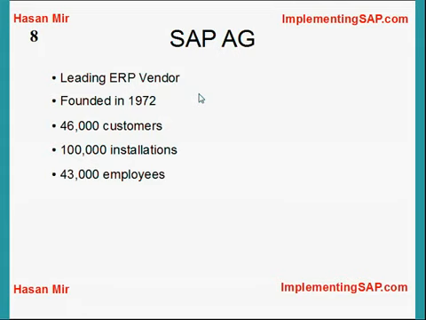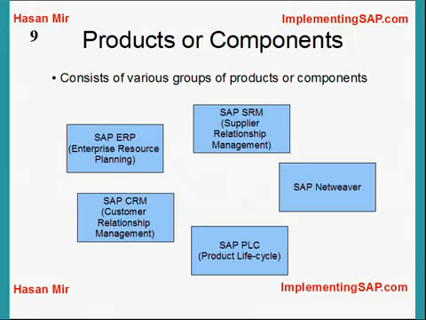Now SAP is the largest player in the ERP market. It was founded in 1972 by three IBM scientists. It's a pretty old company. It has 46,000 customers and over 100,000 implementations running worldwide. That's pretty big. It has 43,000 employees, so it's a large company. Now, having said that, let's talk about the SAP software itself.